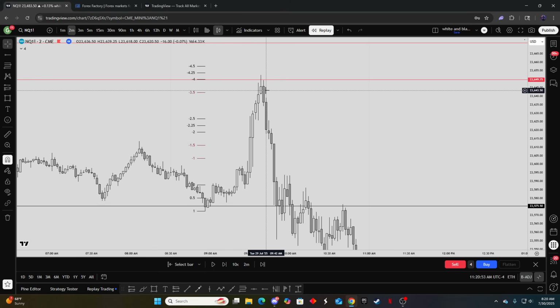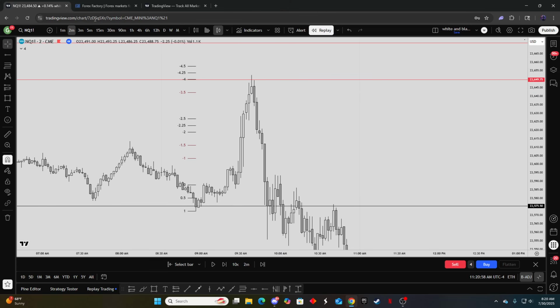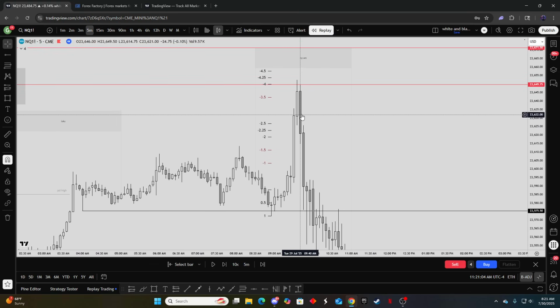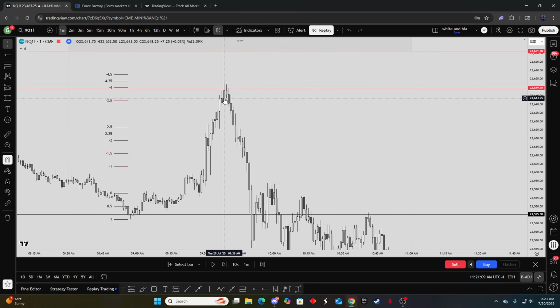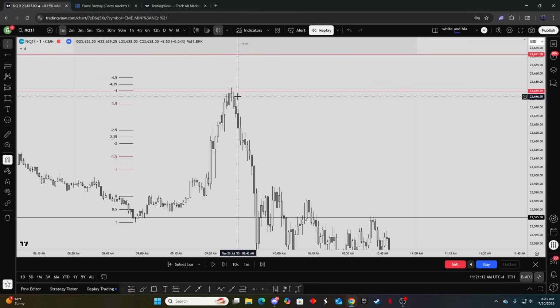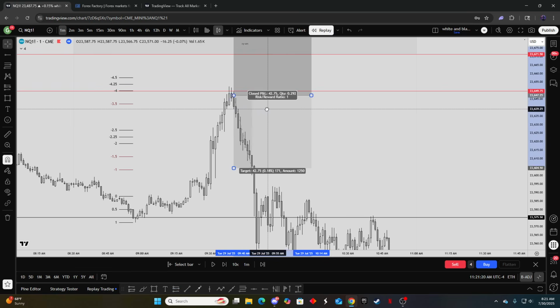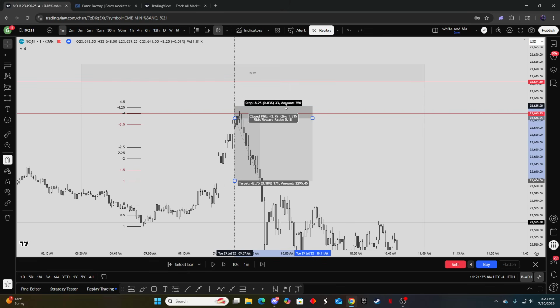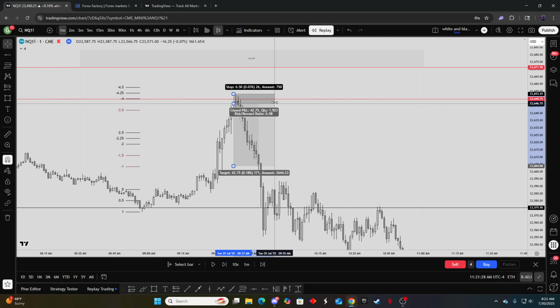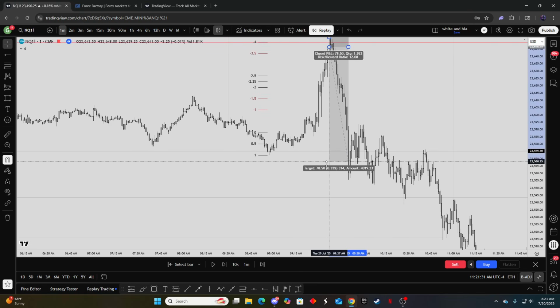So this closed over here, and then the 2 minute went up and it respected the rejection block. The 5 minute as well, it respected it. So I entered on the 1 minute, but I used confirmations from the 5 minute and stuff like that. This was my entry, right here somewhere, yeah. Once I saw that, I entered off of this, took a risk, and I targeted midnight.